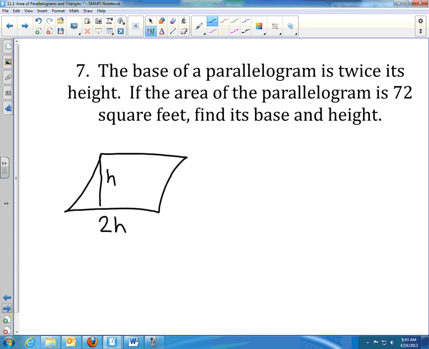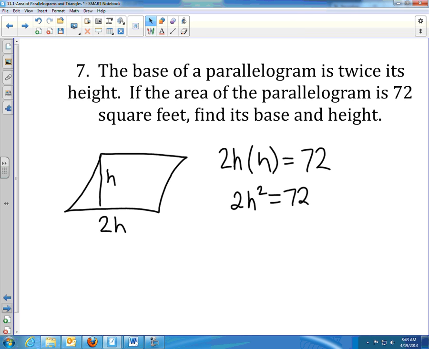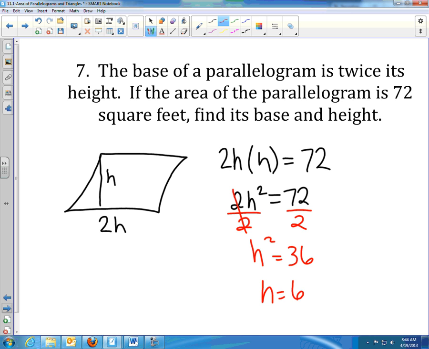So the area formula for a parallelogram is base times height is equal to our area. So let's go ahead and simplify. We get 2h squared equals 72. But we are going to have to solve for that h. So 2 ways we could do this. One, we can go ahead and divide both sides by 2. So we get h squared equals 36, and take the square root of 36, and h equals 6. So our height is 6, and our base is twice that. So our base would be 12.